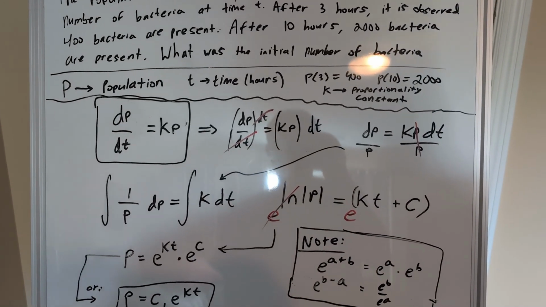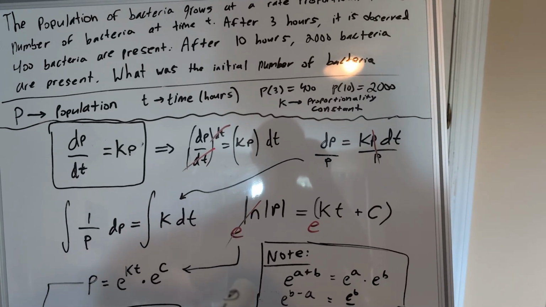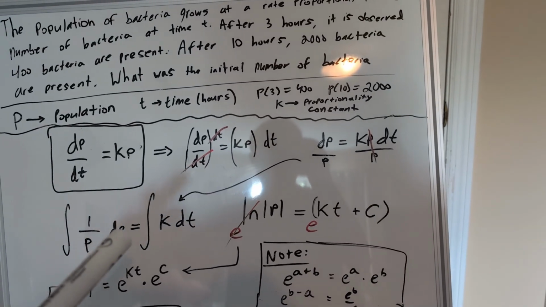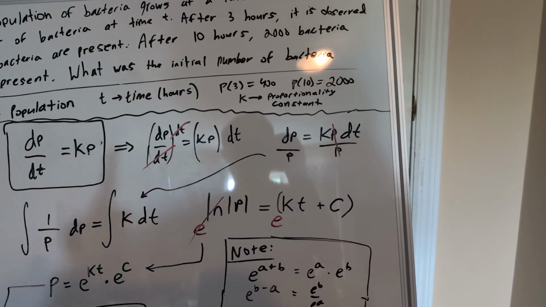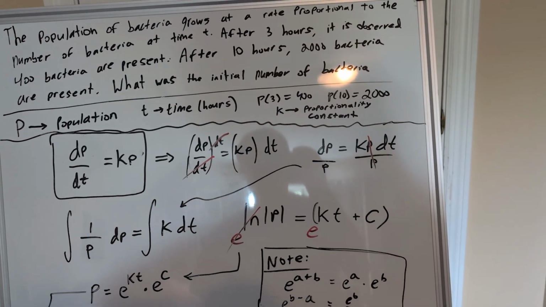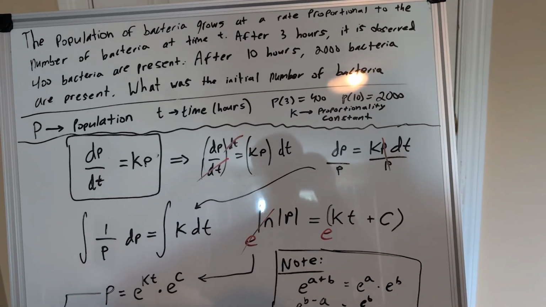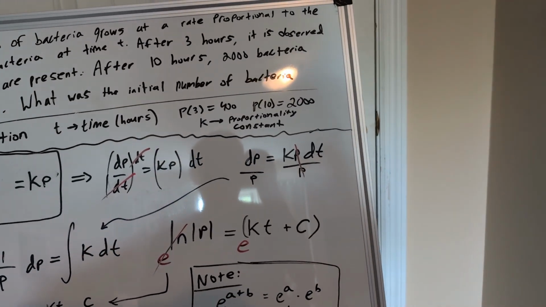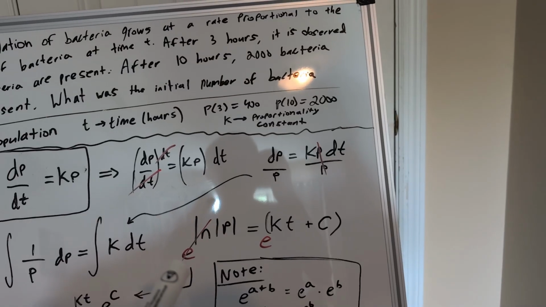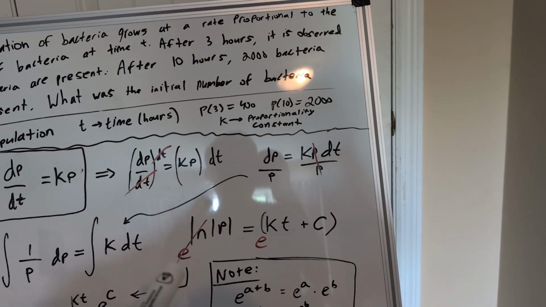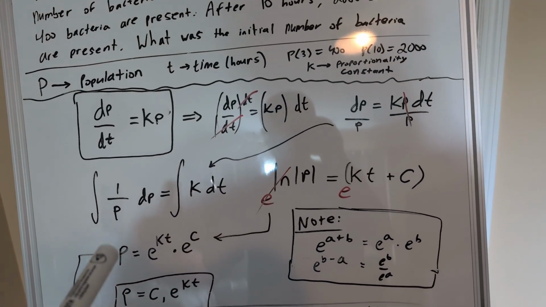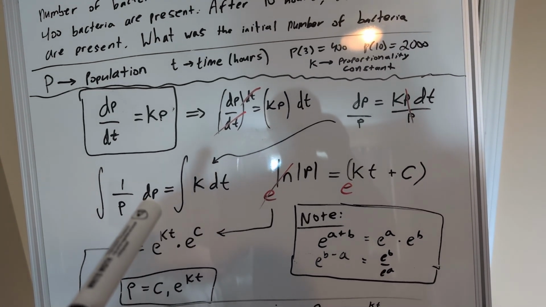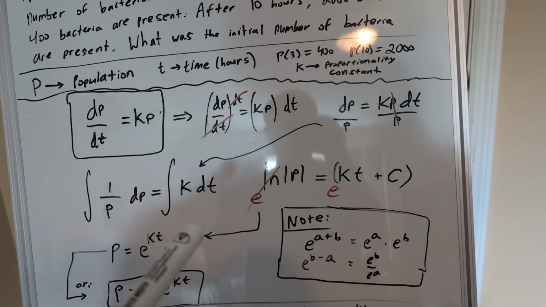Now we can integrate. Integral of 1 over p is ln of p, and then the integral of k dt is going to be k times t, and then plus our constant because this integral is indefinite, meaning that there are no upper and lower bounds. Now our goal here is to isolate p, so we use e as a base to get rid of the ln. So we're left with p is equal to e to the k times t times e to the c.